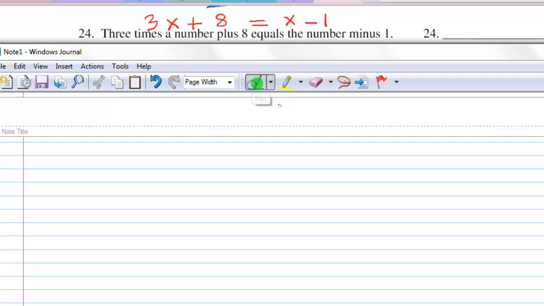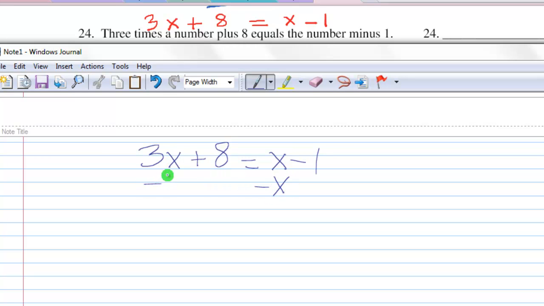The next problem: 3 times a number plus 8 equals the number minus 1. So 3 times a number is 3 times x, plus is a plus, 8, equals is an equal sign. The number, remember, is x, so x minus 1. So it's pretty straightforward. And now let's just solve it. So 3x plus 8 equals x minus 1.